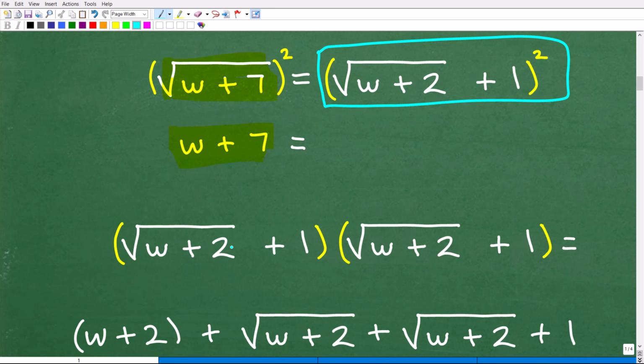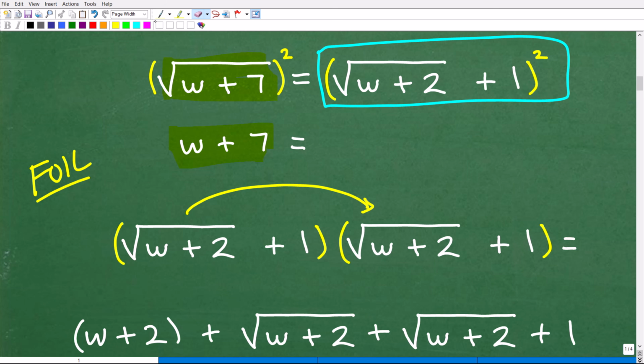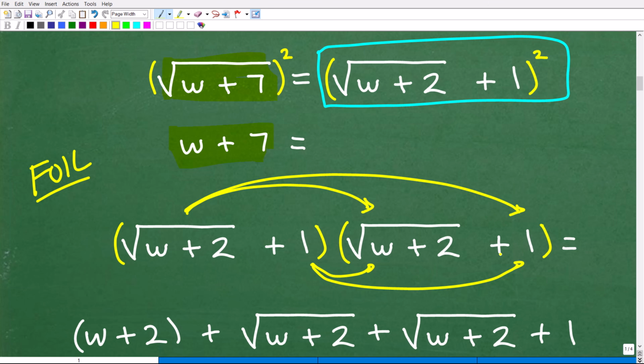You need to be thinking of this expression, this product here, as a binomial. In other words, if I said 2x plus 1 times x minus 3, how would you do that? Some of you might be thinking of the FOIL method: first, outer, inner, last. And that's basically what you're going to be doing here. So here is our first term, which is this times this. Let me go ahead and just move this away. That's our first, this is our outer, this is our inner, and this is our last. So you're going to treat this as the product of two binomials.